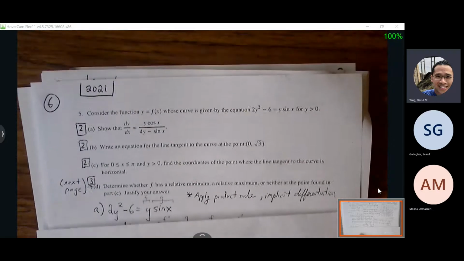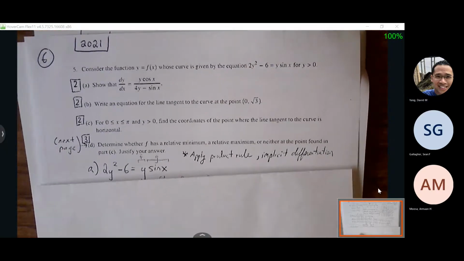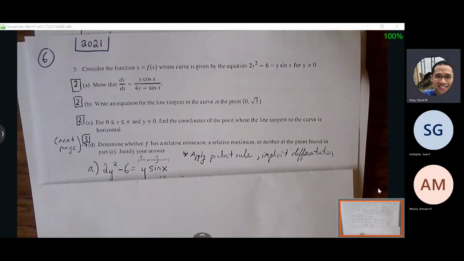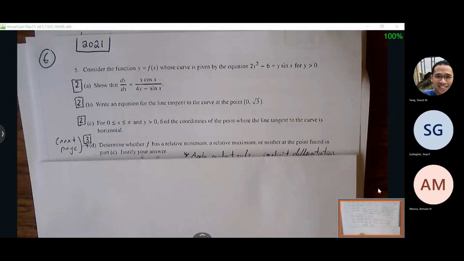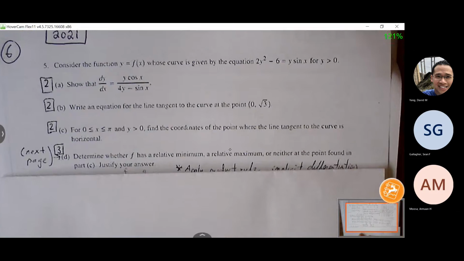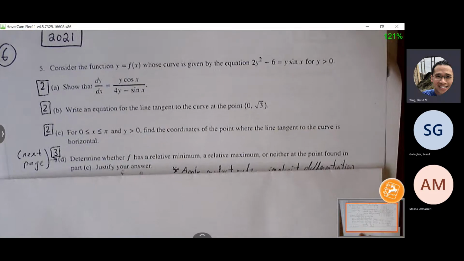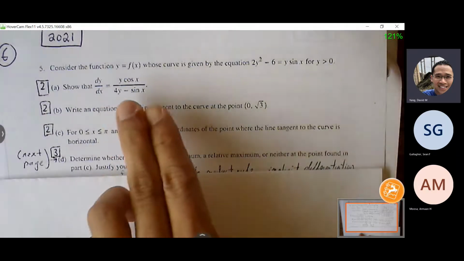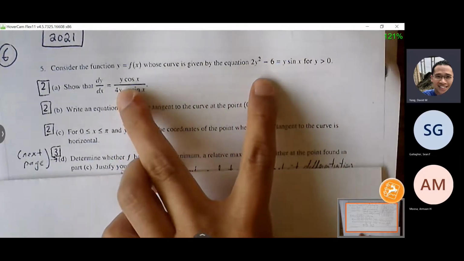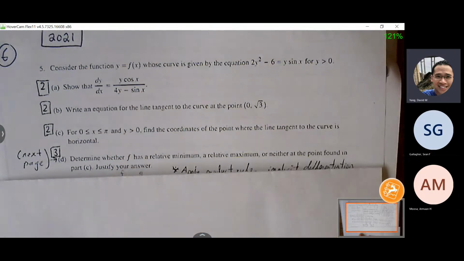All right, number 5. Consider the function y equals f of x, whose curve is given by 2y squared minus 6 equals y sine x. Show that the derivative, that's nice, they give you what the answer is going to be. You just have to connect the two with your work.